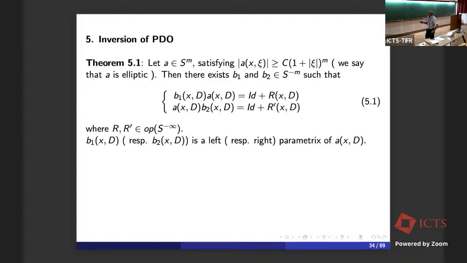So you can construct the parametrix of the operator A on the left and on the right. I mean, you can find symbols B1 and B2 such that the composition is exactly the identity plus a remainder, which is infinitely smoothing. R and R' are in Op of S^(-∞). I didn't yet prove that this kind of symbol gives you an operator which is infinitely smoothing. We will do it just after this theorem.